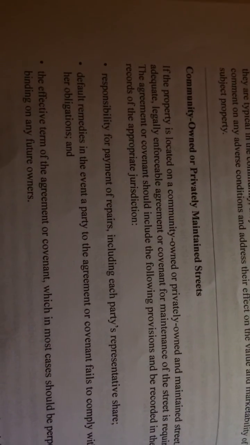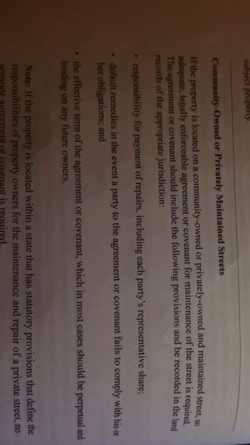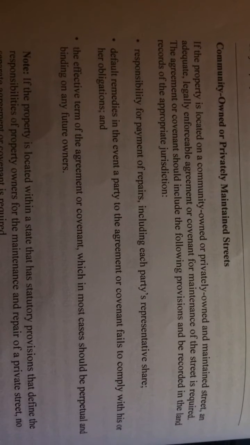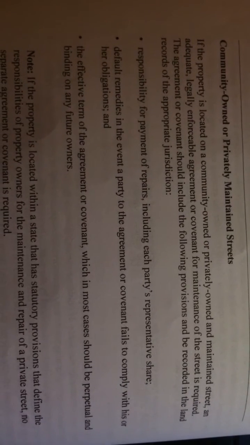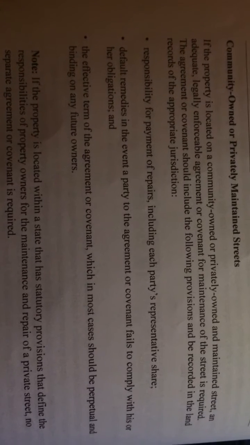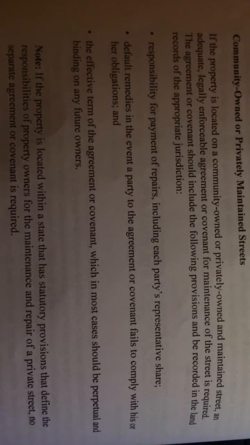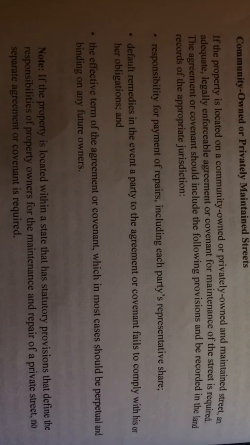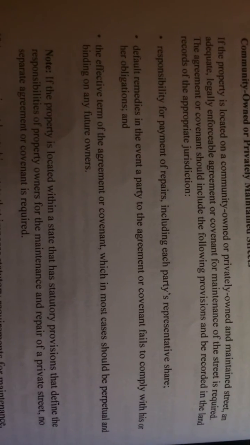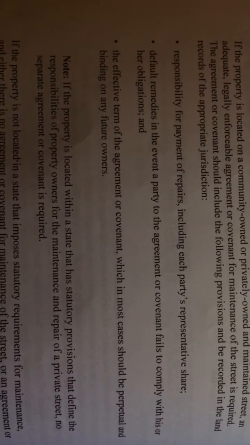Community-owned or privately maintained streets. If the property is located on a community-owned or privately owned and maintained street, an adequate legally enforceable agreement or covenant for maintenance of the street is required. The agreement or covenant should include the following provisions and be recorded in the land records of the appropriate jurisdiction.